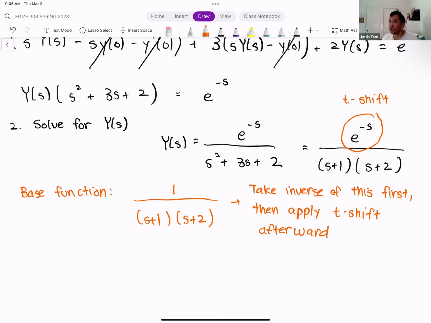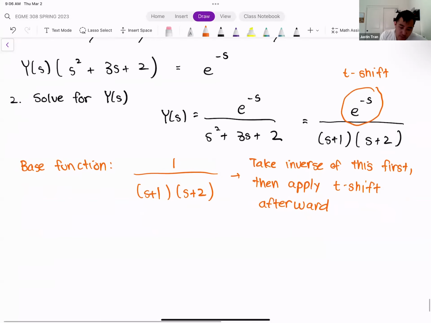That's why I told you my two-step process from Tuesday. Whenever you see an exponential function in the Laplace domain, just ignore it at first. Pretend it doesn't exist. Go ahead and take the inverse Laplace of the base function, whatever's left. And then after that, you apply the t shift. I think if you do that, it becomes a lot more palatable and easier to see how it happens.